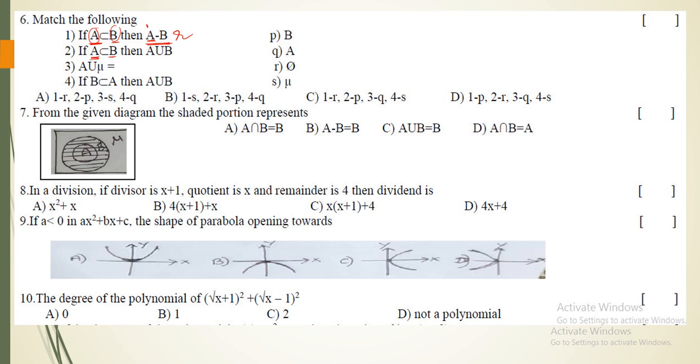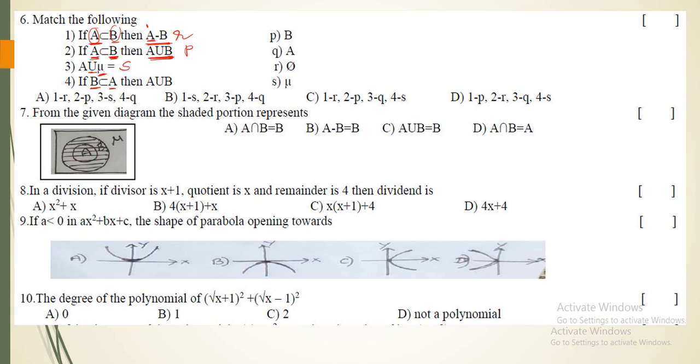If A is a subset of B, that means every element of A is present in B. Which set is bigger? Set B is the bigger one. So when you consider the union, the bigger set will be my answer, which is nothing but P. Next, A union mu. Whenever you consider union, which one is the bigger set? Mu is my bigger set. So S is my answer.